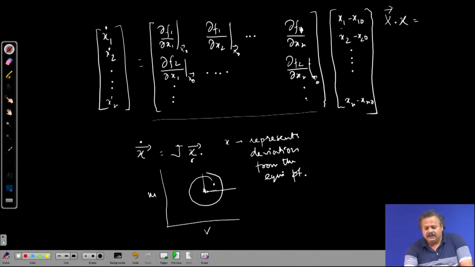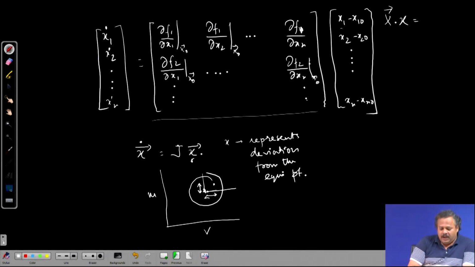So x1 minus x1 naught is the deviation from the equilibrium point along this axis, and x2 minus x2 naught is the deviation from the equilibrium point on this axis. And this matrix that we have written here is called the Jacobian matrix, and it is simply the first order partial derivatives evaluated at the equilibrium point.